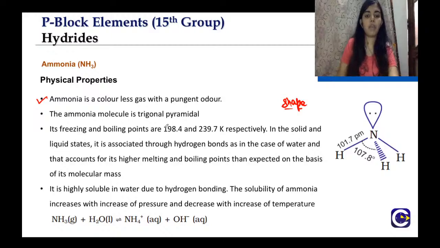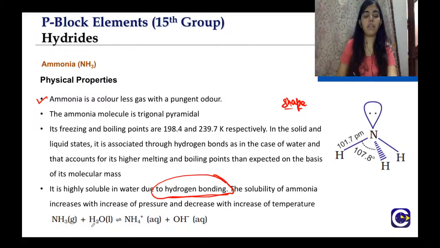Its freezing and boiling points are 198.4 and 239.7 Kelvin, which you don't need to remember at all. In the solid and liquid states, it is associated through hydrogen bonds. This we have already done, that it shows hydrogen bonding as in the case of water also, right? So because of the hydrogen bonding, it accounts for the high melting point and the boiling point of ammonia as well. It is soluble in water due to hydrogen bonding.